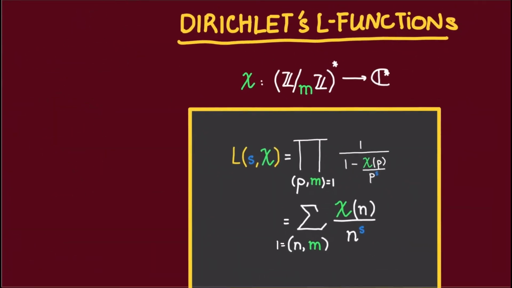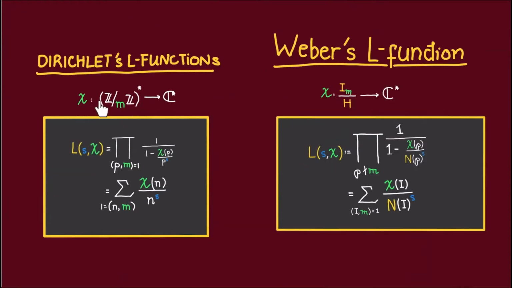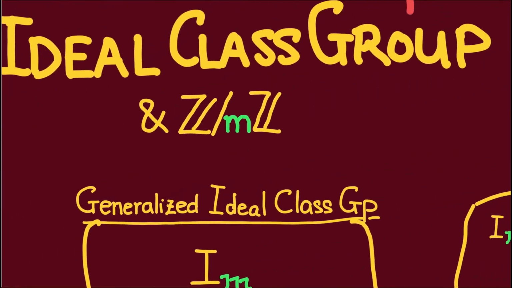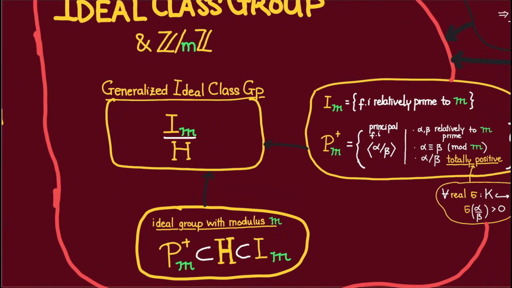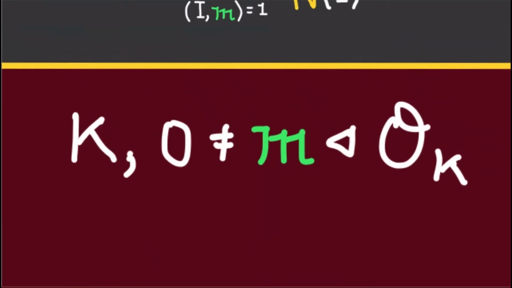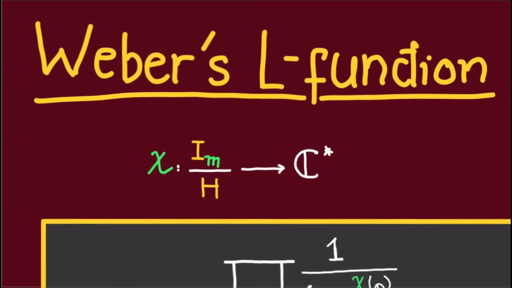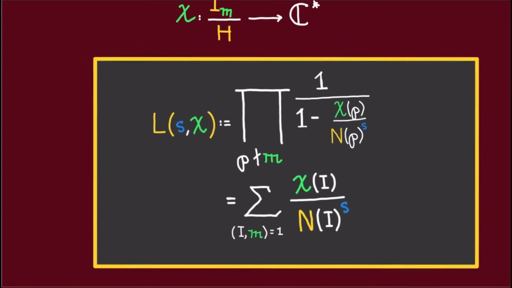Now, imitating this proof, Weber also constructed his own L function. Instead of characters on (Z/mZ)*, Weber now considered characters on generalized ideal class groups. Recall that we have defined this to be the quotient of this group of rational ideals I^m relatively prime to a given modulus m, over some ideal group, i.e. some group lying between I^m and this P^m. For a given number field K, a modulus m of K, and a character on some generalized ideal class group I^m over H of K, Weber defines the corresponding Weber L function as follows.